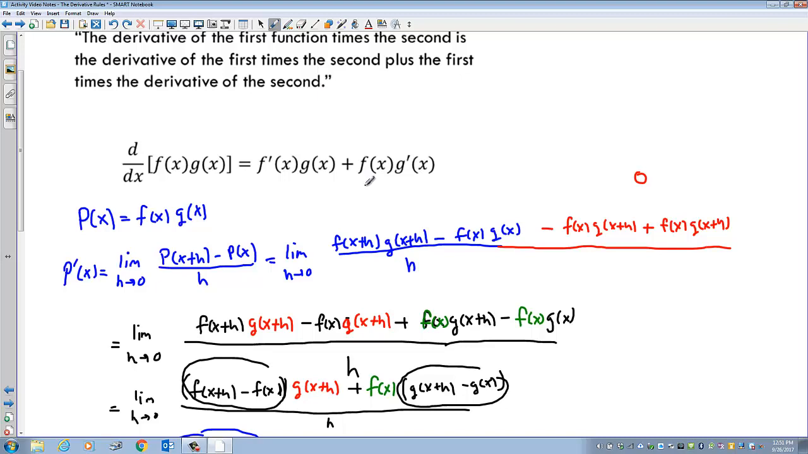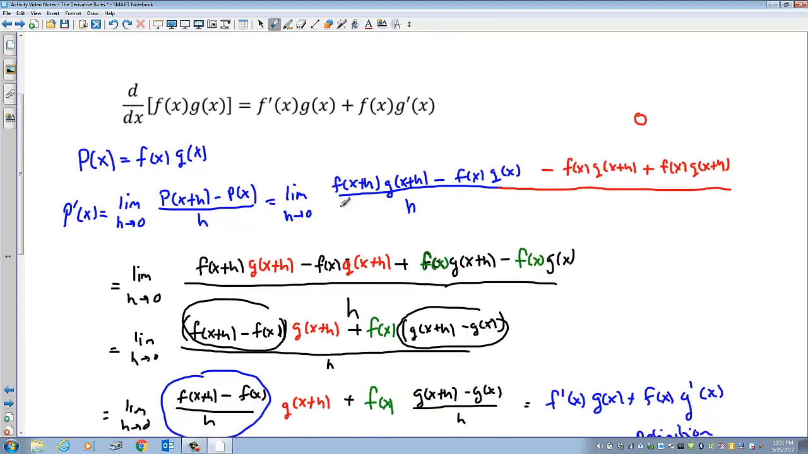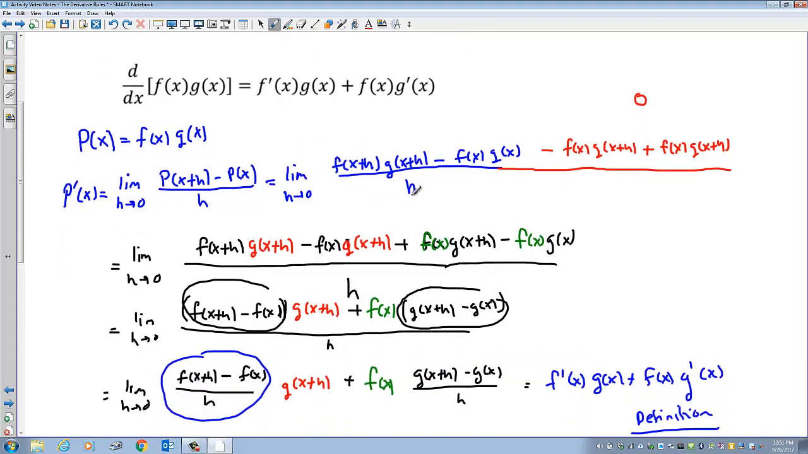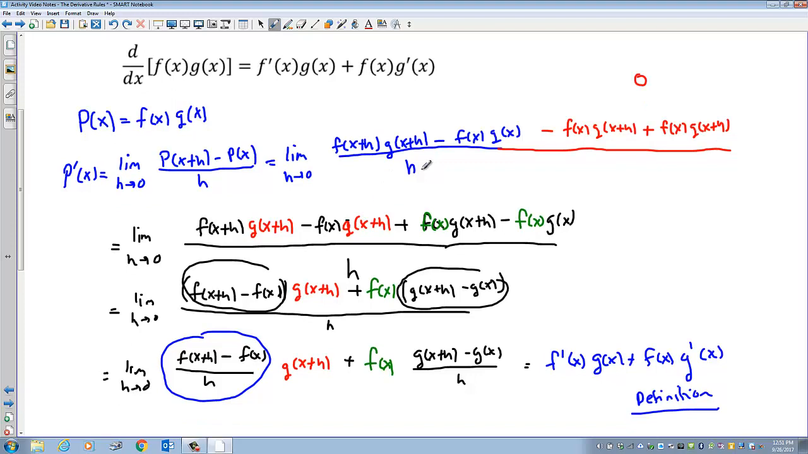But today I'm just practicing using the definition to show you where these things come from. And really the important part of this is to see this idea that when we're trying to show something's true, a lot of times we have to manipulate it, massage it algebraically. And a lot of times the way we do that is by adding and subtracting the same thing.